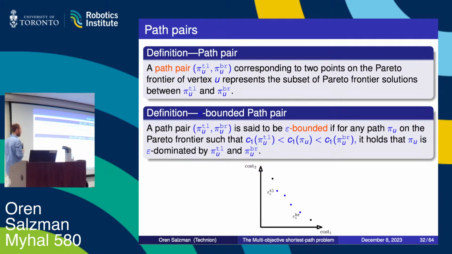Now we're going to say that such a path pair is epsilon bounded if basically the top left and the bottom right are not too far away. If the top left and the bottom right are not too far away, anything in between can't be too far away, right? Because they're in between. So basically we want the figure to look something like this.